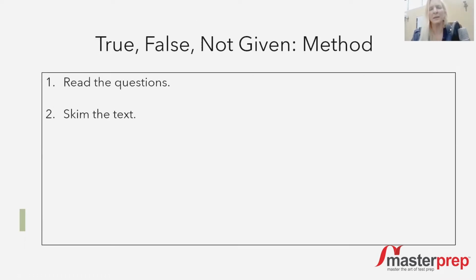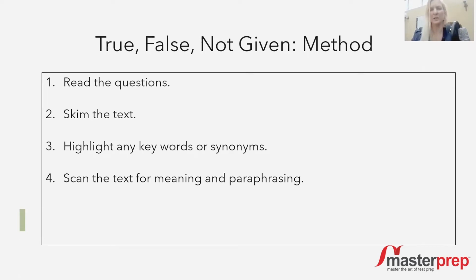So what is the method that we need to follow? It's a good idea to follow a specific method because you have a limited amount of time. You don't want to spend your time reading the passage and then reading the questions and going back and forward. You need to have a method. So follow this technique. Simply read the questions, skim the text, highlight keywords or synonyms that you notice in both the question and the passage, then go back, scan the text for meaning and paraphrase, and check the other questions, okay?